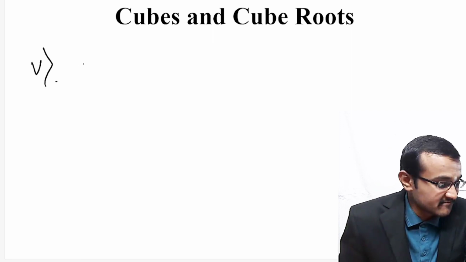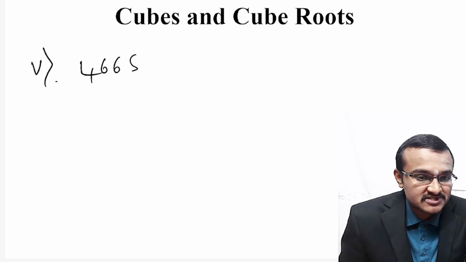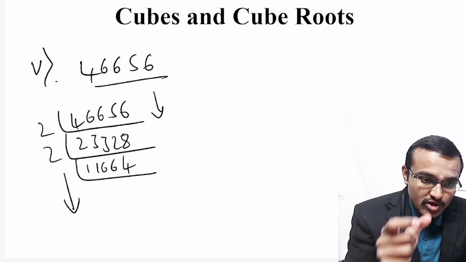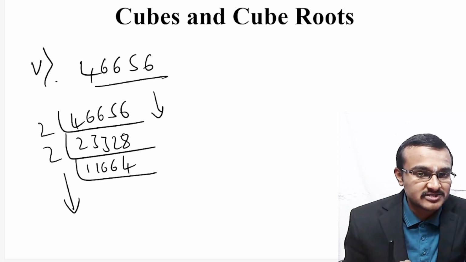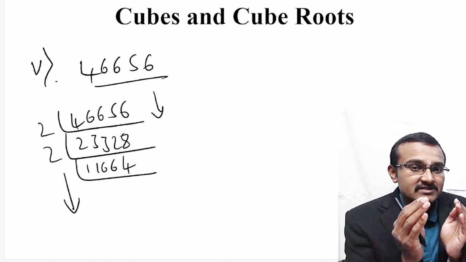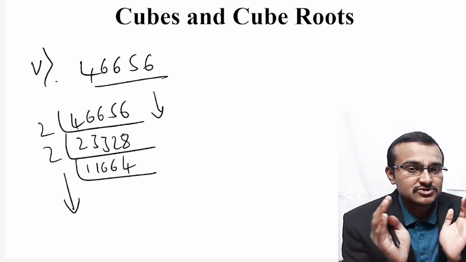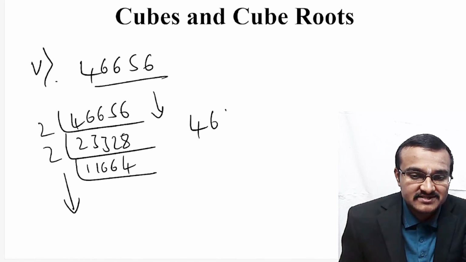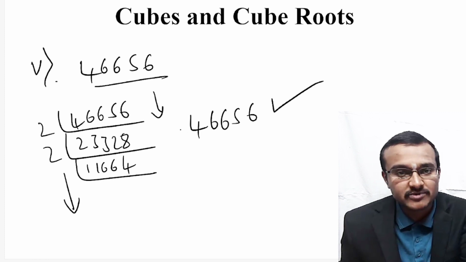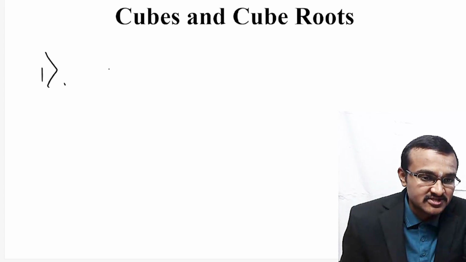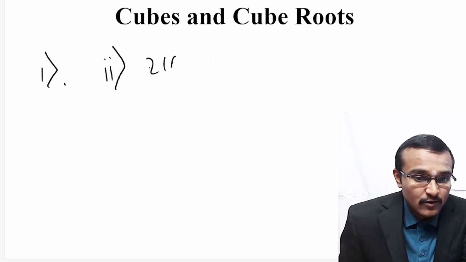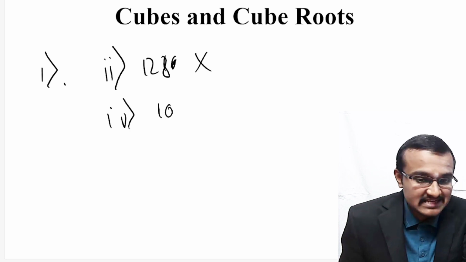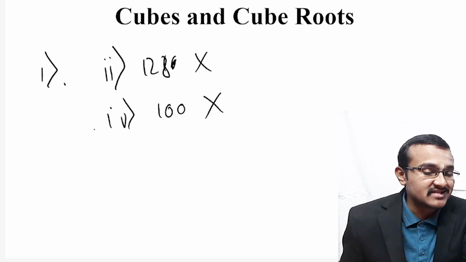Coming to the fifth part in this first question, they have given 4, 6, 6, 5, 6. Again, when you follow prime factorization of this, you can go on solving it using all prime numbers, which is possible, and you can easily see there will be groups of 3 of the same numbers. So that concludes that this particular number is a perfect cube. Here 4, 6, 6, 5, 6 is also a perfect cube number. So in this first question, the second number, which is 128, is not a perfect cube, and the fourth number, which is 100, is not a perfect cube. So this is the answer for the first question.